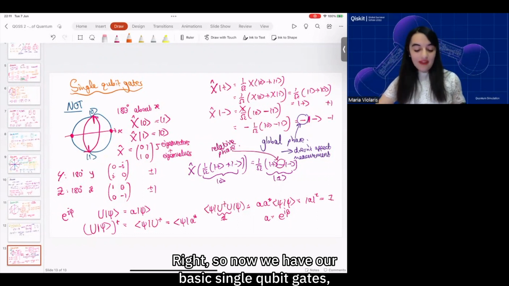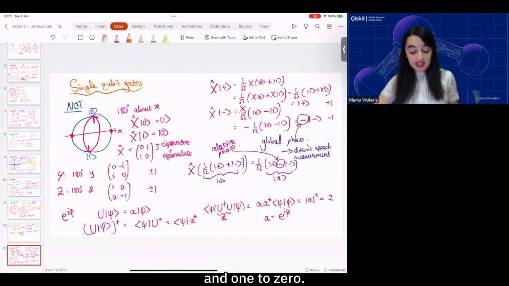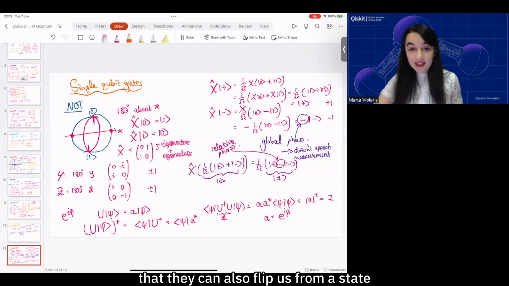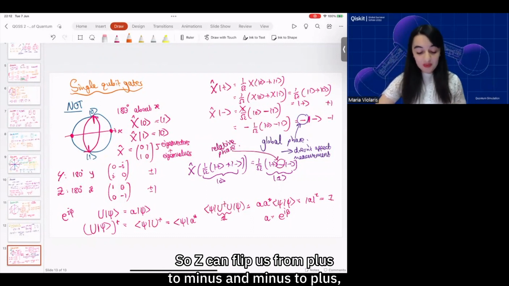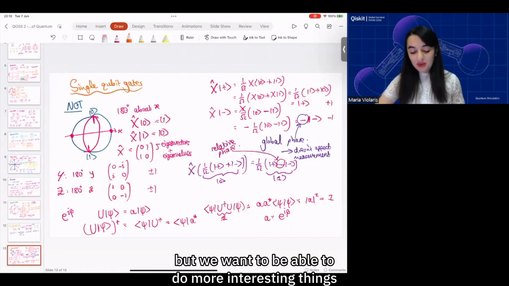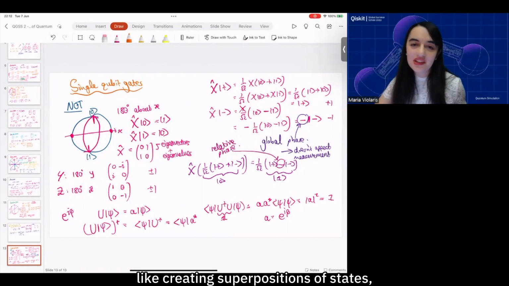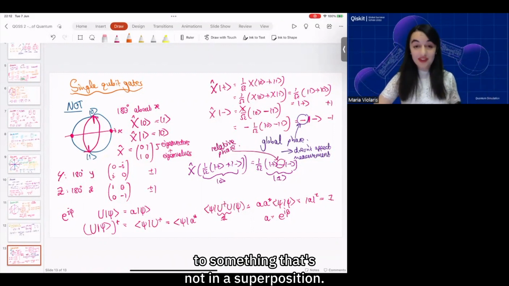Right, so now we have our basic single qubit gates X, Y, and Z, but so far we can see that X can flip us from 0 to 1 and 1 to 0, and you'll see with Y and Z that they can also flip us from a state on one side of the sphere to the other. So Z can flip us from plus to minus and minus to plus. But we want to be able to do more interesting things like creating superpositions of states, or changing from something in a superposition to something that's not in a superposition.